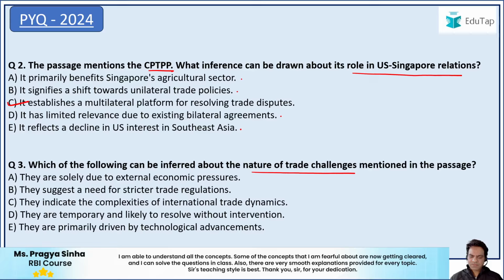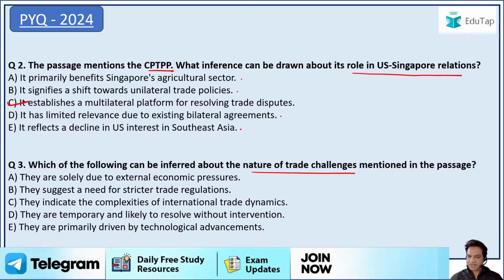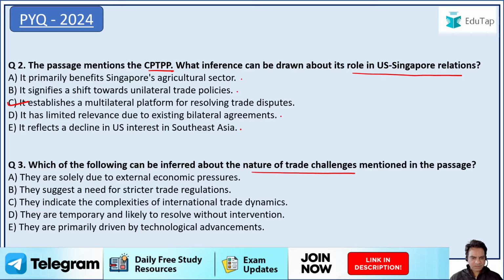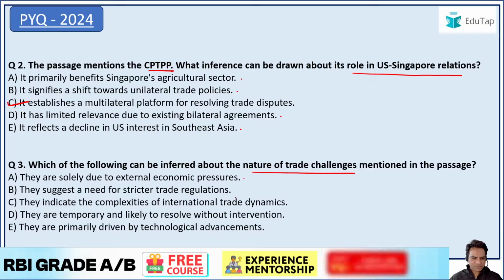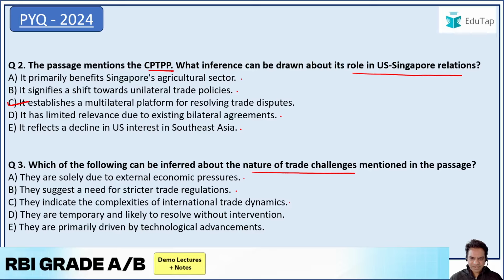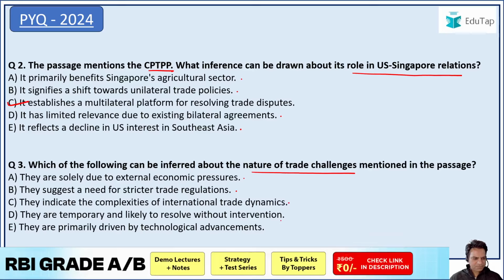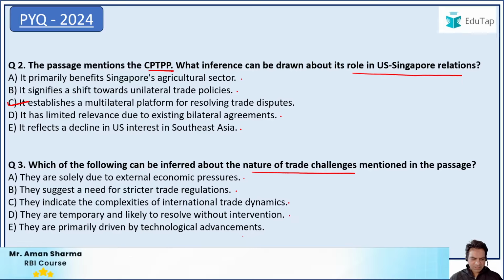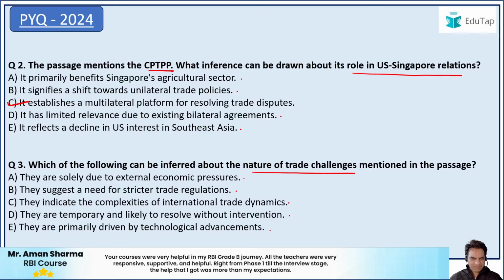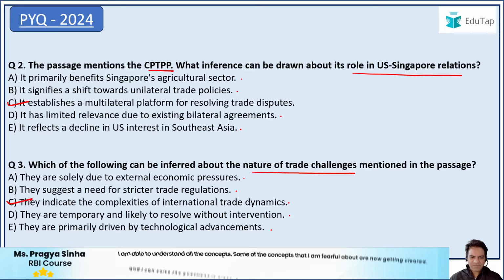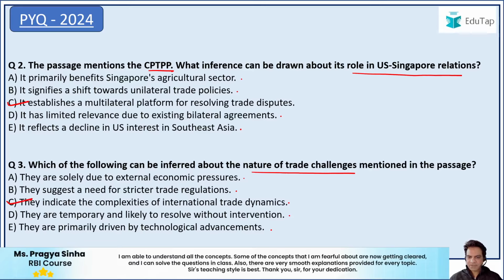Which of the following can be inferred about the nature of trade challenges mentioned in the passage? They're solely due to external economic pressures. They suggest a need for stricter trade regulations. They indicate the complexities of international trade dynamics. They are temporary and likely to resolve without intervention. They are primarily driven by technological advancements. No, guys. They indicate the complexities of international trade dynamics, the nature of trade challenges.